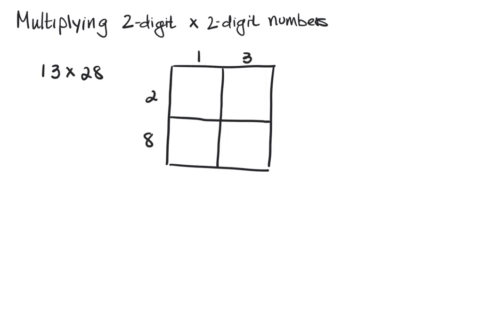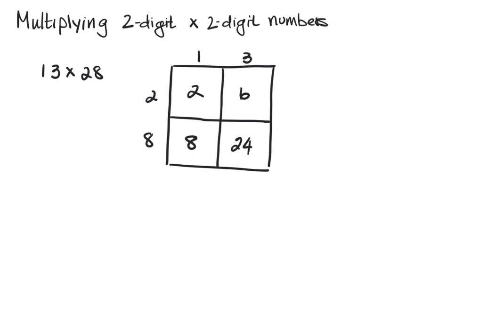And then I'm going to start to multiply. 2 times 1 is 2. 2 times 3 is 6. 1 times 8 is 8. And 8 times 3 is 24. So now in this box, I don't have a ones number anymore. I don't have a single digit like a 6 or a 2. I have a whole tens and ones number. So what I'm going to do this time is add these up slightly differently.